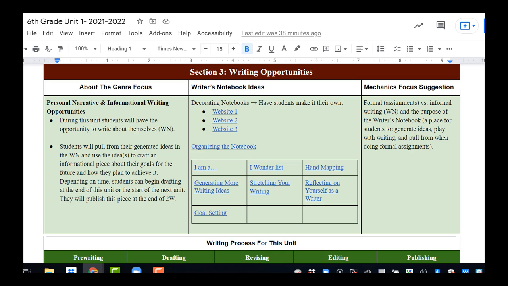All right, then we come to section 3, which is our writing opportunities. So on the left-hand side, you're going to see we have the genre focus. So for this particular unit, we're talking about narrative and informational writing. In the middle section are all of your writer's notebook ideas. This is a great place for you to click on the links to see some ideas that can be used within the unit. Then lastly, you have your mechanics focus suggestions. These are just mechanics that you can focus on in your writer's notebook.